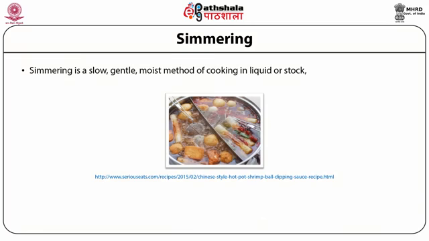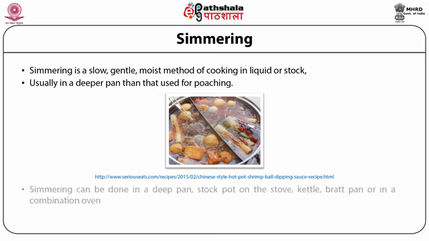Simmering is a slow, gentle, moist method of cooking in liquid or stock, usually in a deeper pan than that used for poaching. Liquid is heated to just below boiling point, approximately 95 to 99 degrees Celsius, higher than that used for poaching. With slightly more movement in the cooking liquid, tiny bubbles rise slowly to the surface and only occasionally burst. This is much less movement than when boiling.